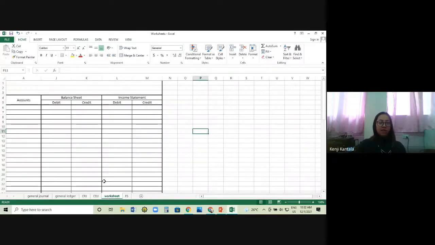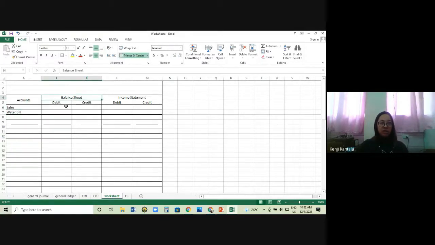So, later on, isa-summarize na natin yan. Yung 4 na libro na to, isa-summarize na natin siya dito sa ating worksheet. So, what are the accounts involved? So, sabi natin kanina, meron tayong sales. Meron tayong water bill. Okay. So, madami pa yan later on. Dadagdagan pa natin yan. But for now, we have to deal with sales and our water bill.